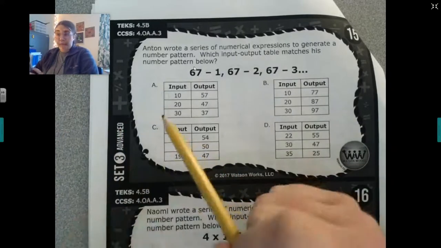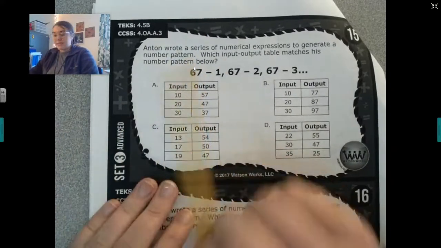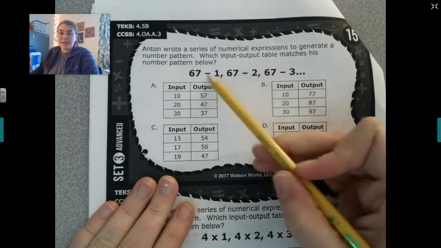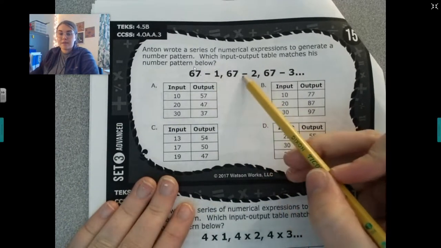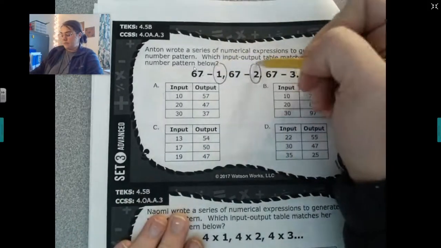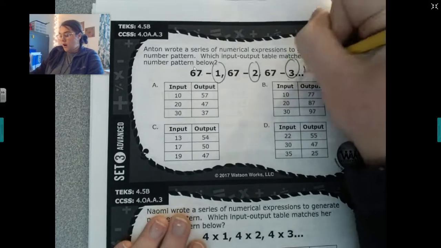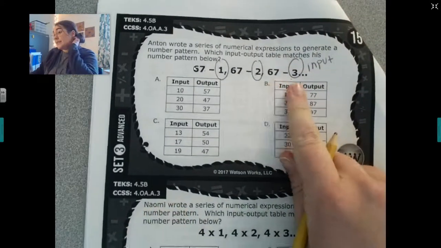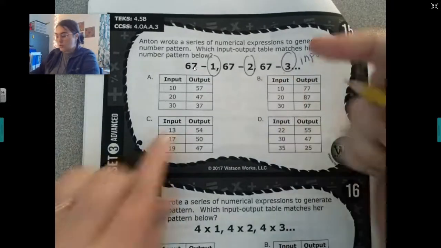So let's read what it says. Anton wrote a series of numerical expressions to generate a number pattern. Which input-output table matches his number below? So we've got 67 minus 1, 67 minus 2, 67 minus 3. So these numbers right here are our input. Minus 67 is going to be our rule.